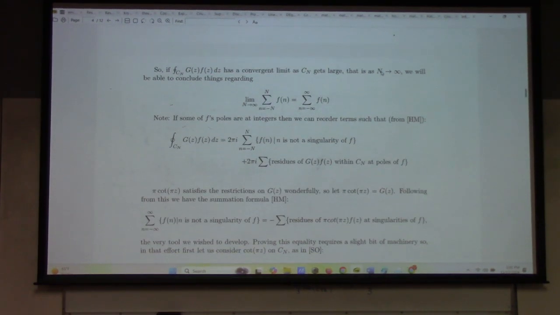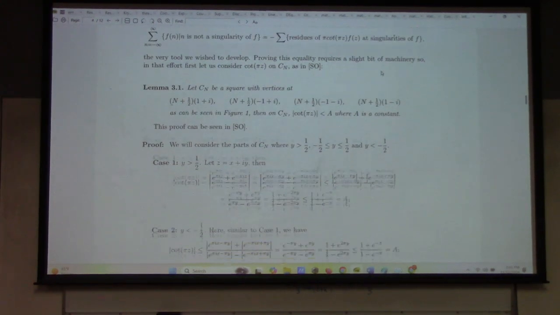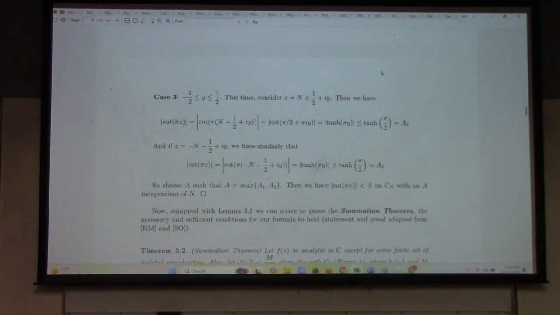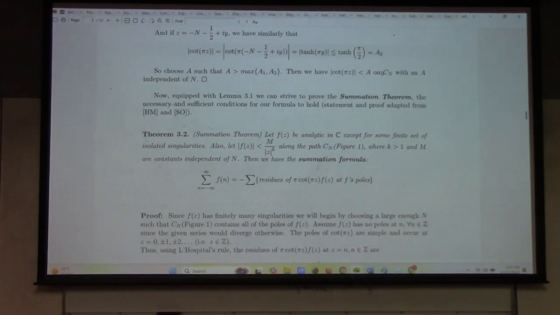So I'll get to the point here. These are the details of why what I just said happens. It leads us to the summation theorem. And the summation theorem says this: if you have a function that's analytic except for a finite set of isolated singularities, and it's bounded like this, so M over z to the power k for some k greater than 1, then the sum from minus infinity to infinity of f of n is equal to minus the residues of pi cotangent pi z f of z at f's poles. There are obviously some details that I've skipped over here, but that's how you can calculate that.